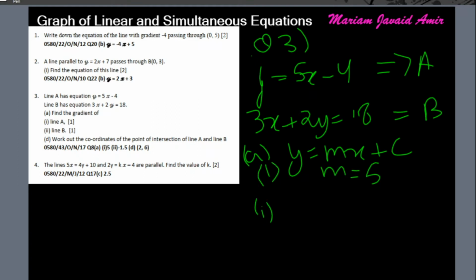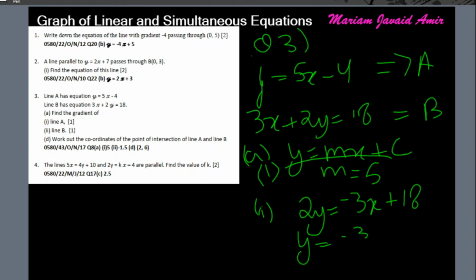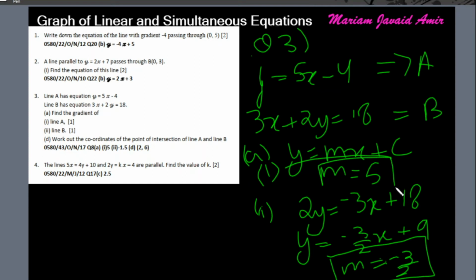For part 2, we need to give the gradient of line B. So first we need to rearrange in the form y equals mx plus c. So we'll write 2y equals minus 3x plus 18, and then make y the subject. y equals minus 3 over 2 x plus 9. So now the value of slope is minus 3 over 2 or 1.5. This is the answer for A2. Always write the equation by making y the subject first, and then the coefficient of x will be your slope.